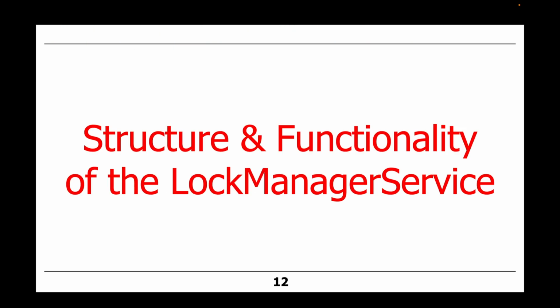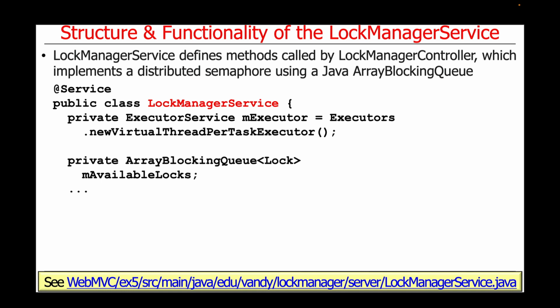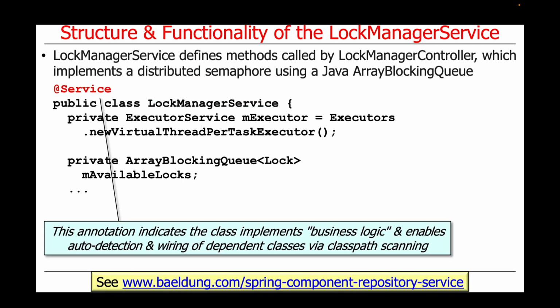Let's now turn our attention to the structure and functionality of the LockManager Service. So the LockManager Service defines some methods that are called by the LockManager Controller that are used to implement a distributed semaphore using Java ArrayBlockingQueue. We'll talk more about the Java ArrayBlockingQueue here in just a moment. As usual, we annotate this class using the @Service annotation, which indicates to Spring that this class implements so-called business logic and ensures that auto-detection and wiring of dependent classes take place via class path scanning.